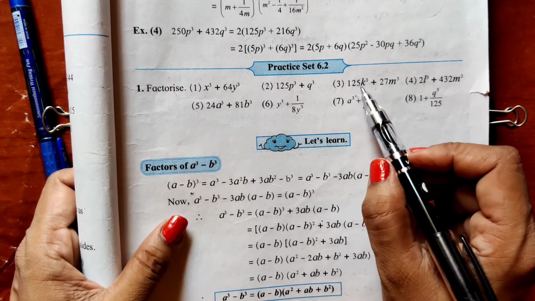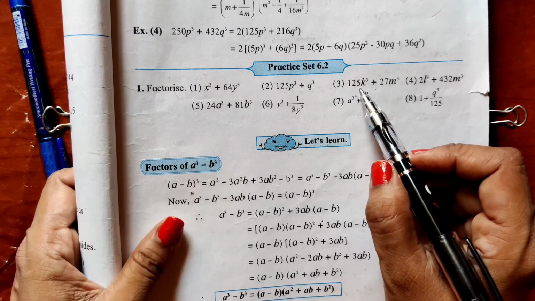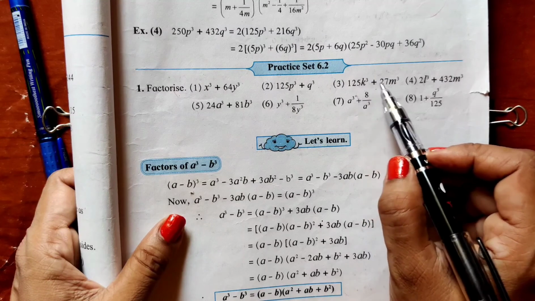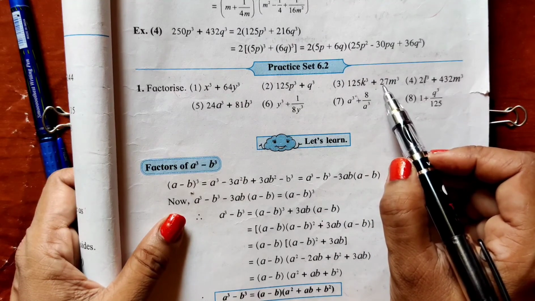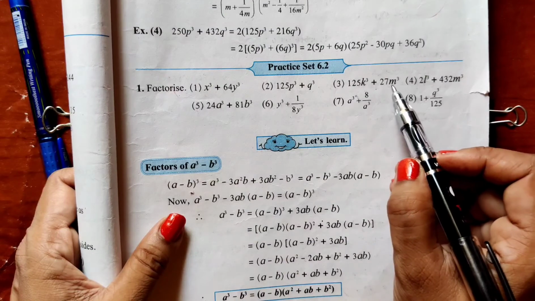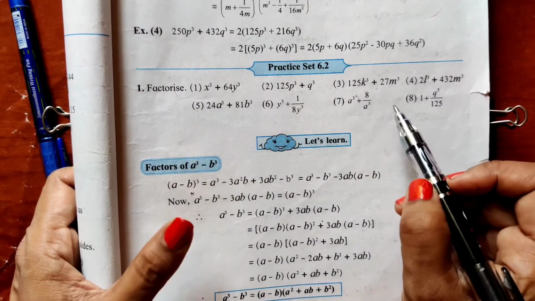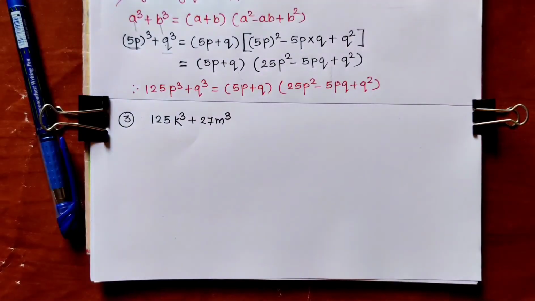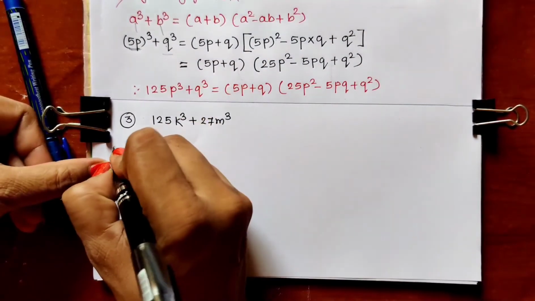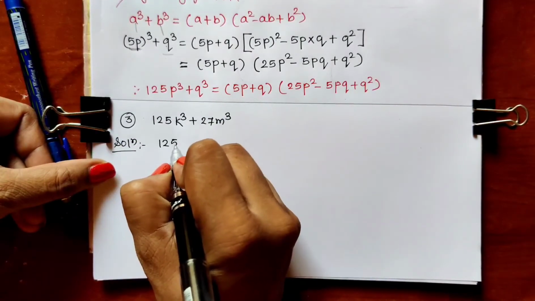We all know 125 is cube of 5. 5 into 5 into 5 is 125. 5 multiplied by itself 3 times means 5 cube, and it is 125. 27 is cube of 3. 3 into 3 into 3, 3 multiplied by itself 3 times is 3 cube, and 3 into 3 into 3 is 27. We all know that. So let us convert this into cube format and then we can apply the formula. So in the solution, we write this question again.